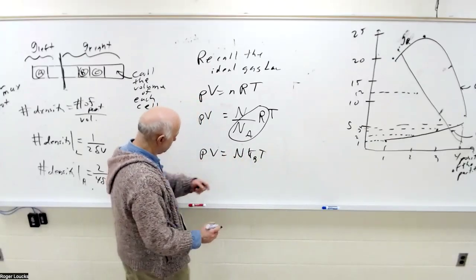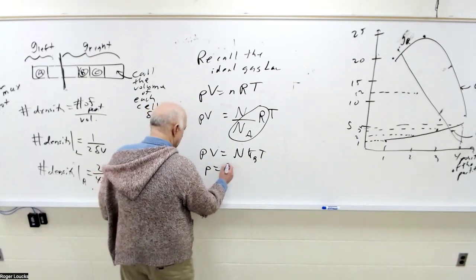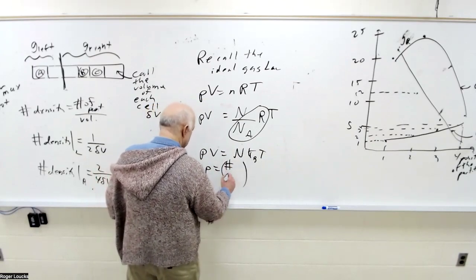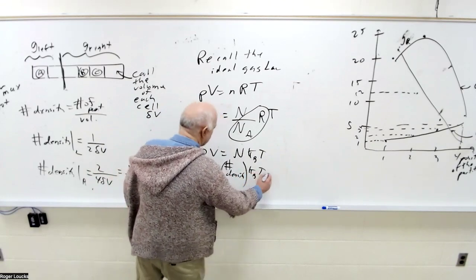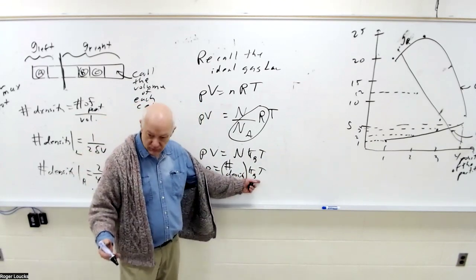Okay, so what do we then call this? That is the definition of the Boltzmann constant. Okay. So if I take this over my V, I get my number density times kBT.